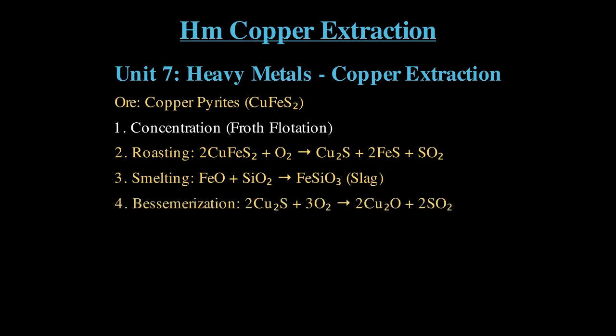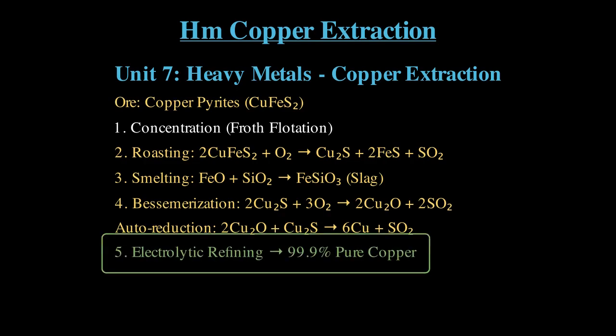The fourth step is bessemerization. Here, 2Cu2S plus 3O2 gives 2Cu2O plus 2SO2. Then, an important reaction called autoreduction occurs, 2Cu2O plus Cu2S gives 6Cu plus SO2. This produces blister copper. Finally, to get 99.9% pure copper, we use electrolytic refining.